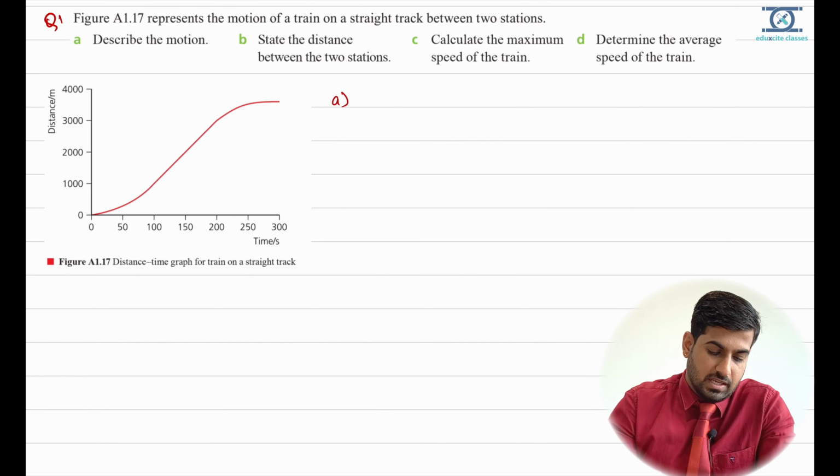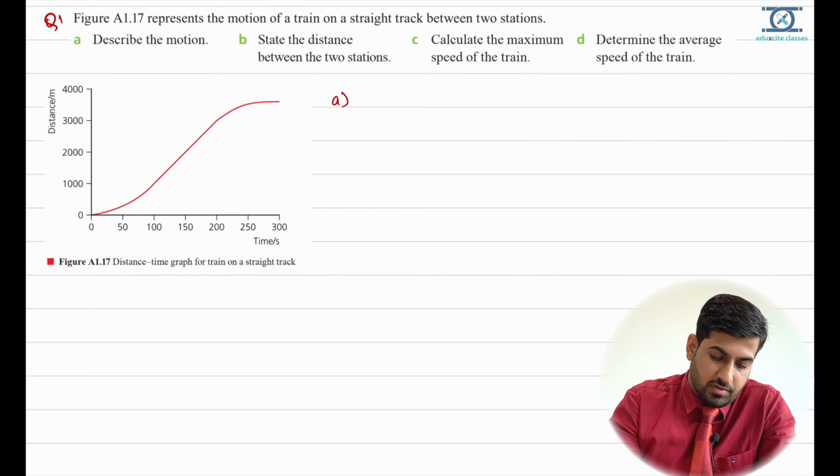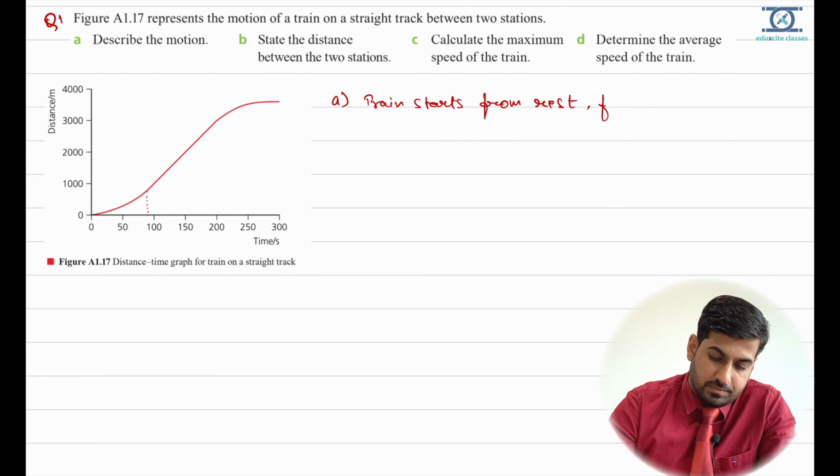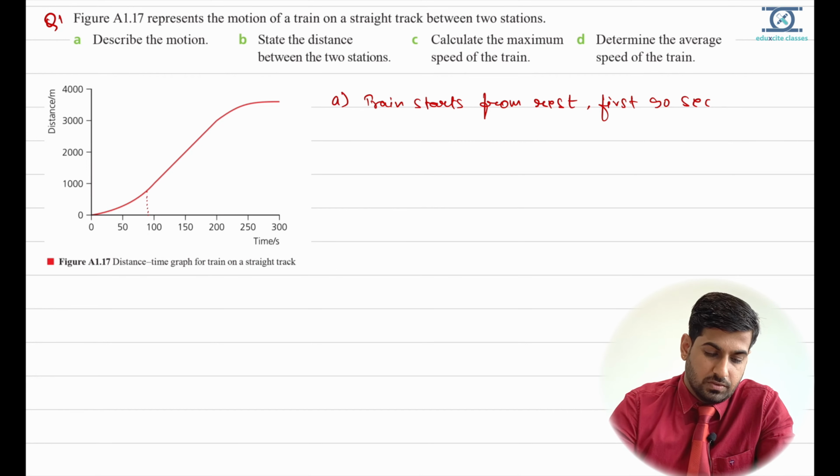In the initial stage, the train starts from rest, because its distance is 0. Then for the first 90 seconds, the graph is curved upwards, so you can say the train was accelerating.